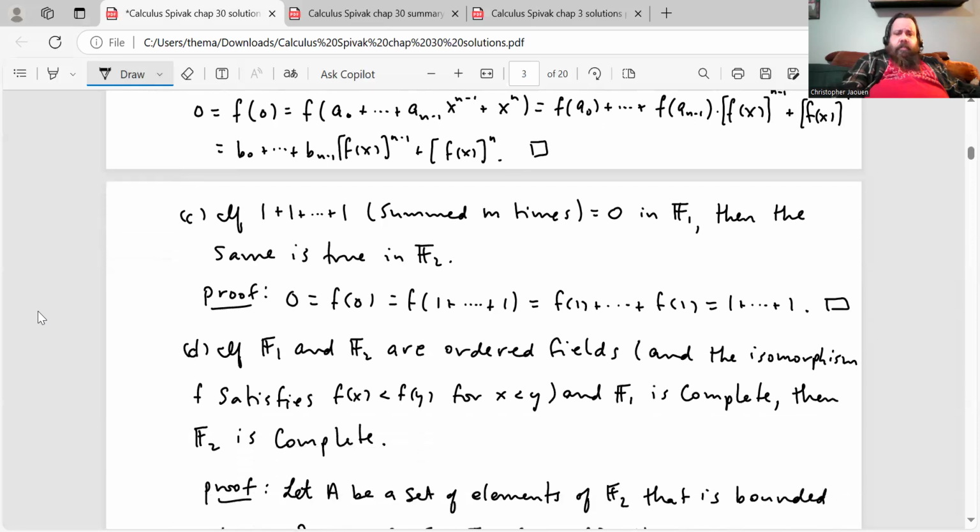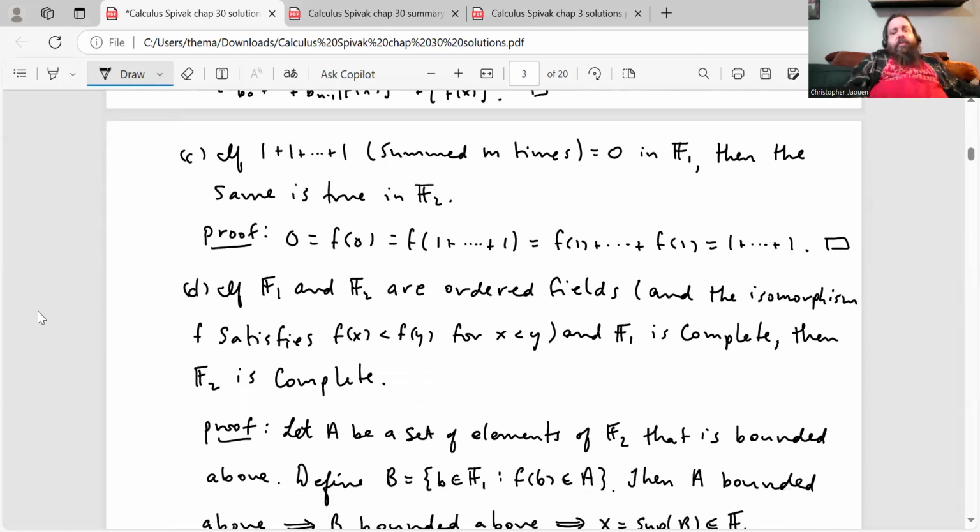All right. Part C says if 1 plus 1 plus dot dot dot, summed m times, equals 0 in F1, then the same is true in F2. Again, this is very straightforward. 0 equals f of 0 equals f of (1 plus dot dot dot plus 1), m times, right? Adding 1 m times equals, by the homomorphism property, f of 1 plus dot dot dot plus f of 1, m times, which is equal to the multiplicative identity in the field F2, 1 plus 1 dot dot dot m times, and clearly that's equal to 0.